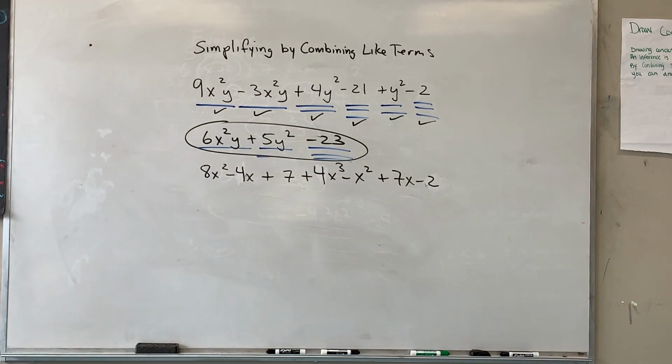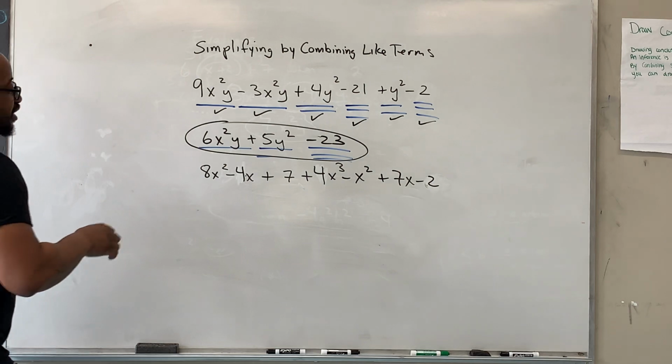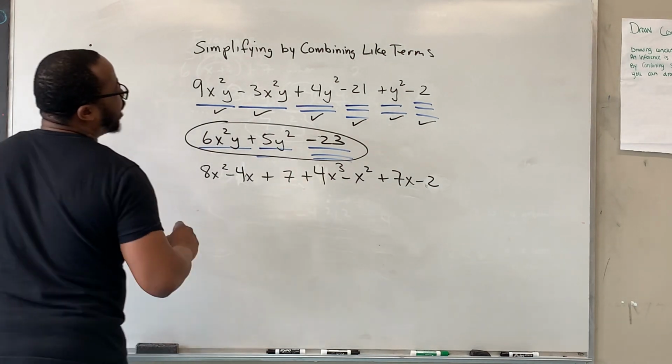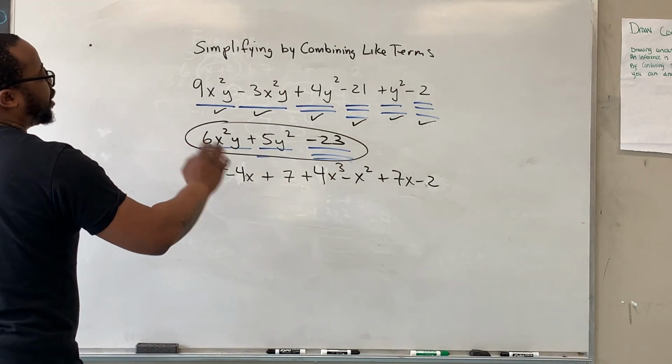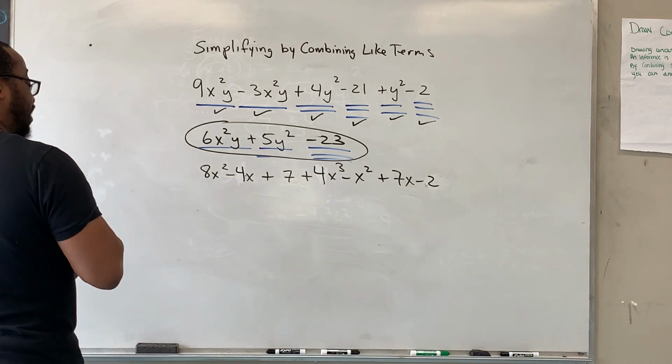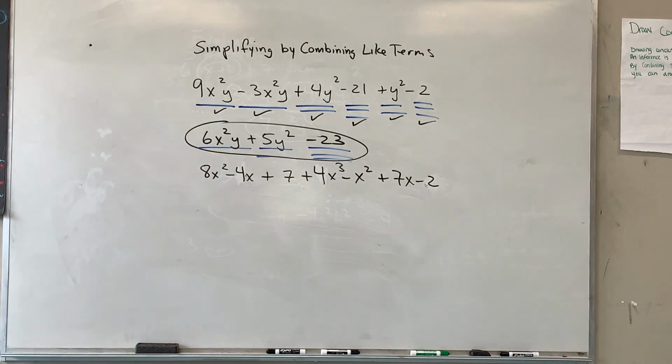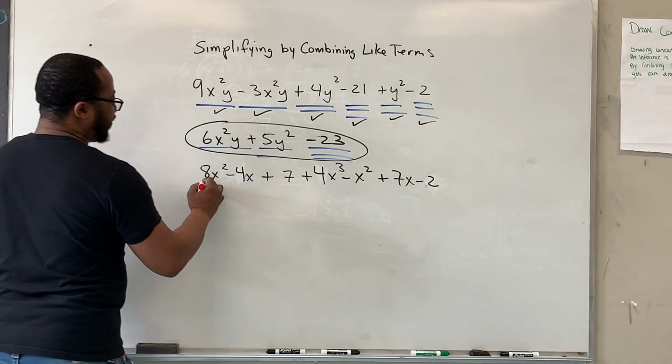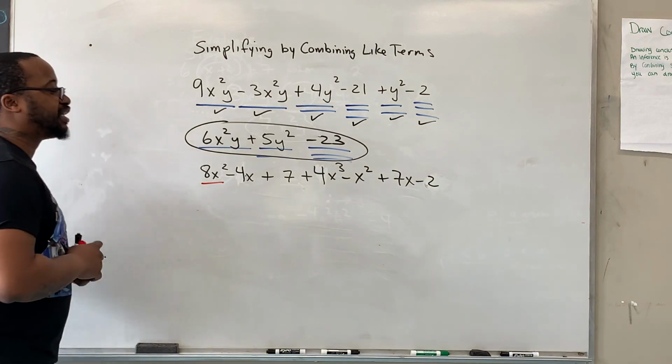So now for the second problem, you got 8x squared minus 4x plus 7 plus 4x to the 3rd power minus x squared plus 7x minus 2. This looks like a big one. So we're going to use the same method to make it simple for ourselves. The first thing I have here is an 8x squared. It's a positive 8x squared.